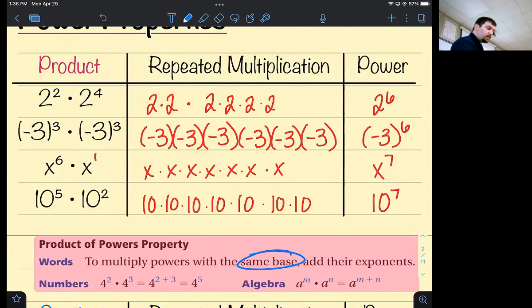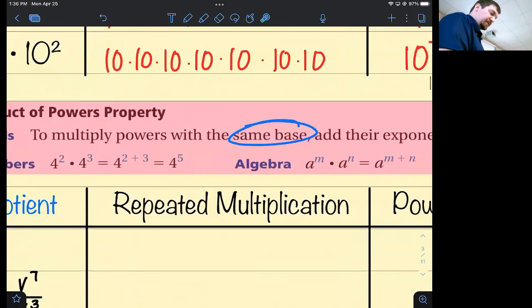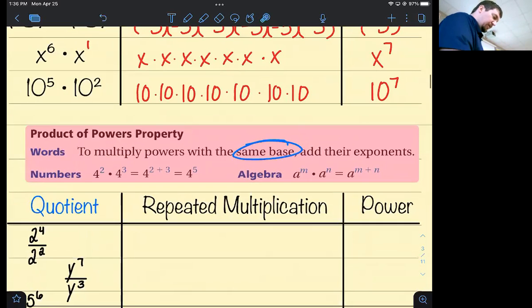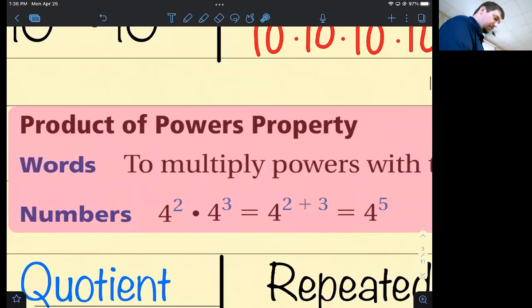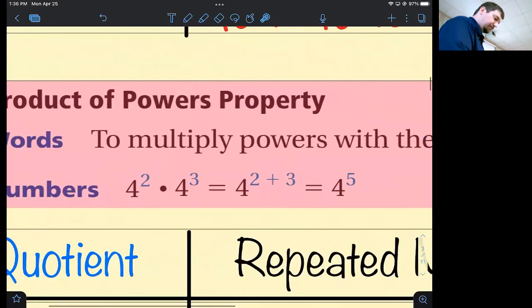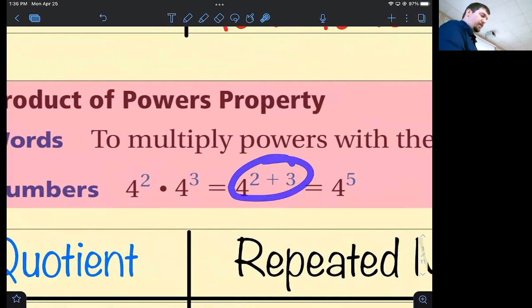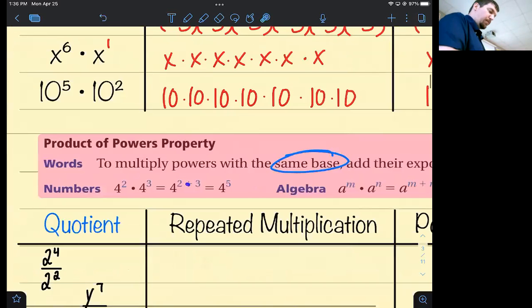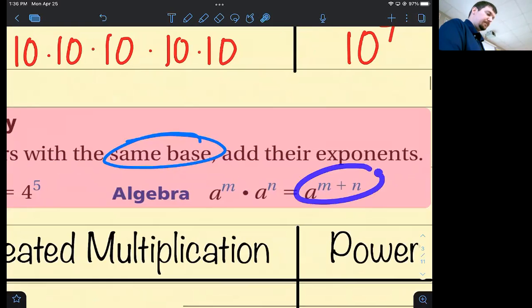2 and 4 make 6. 3 and 3 make 6. 6 and 1 make 7. 5 and 2 make 7. So the product of powers property says you can add the exponents together when you're multiplying with the same base.